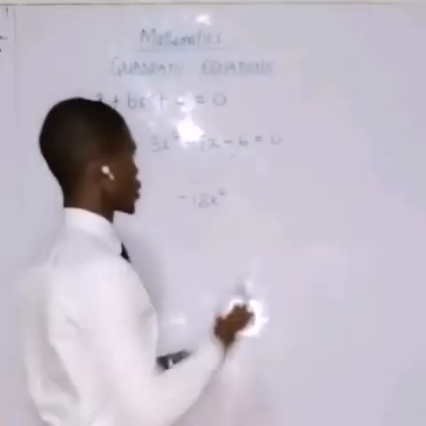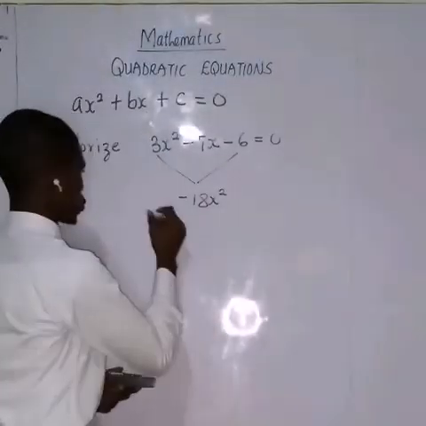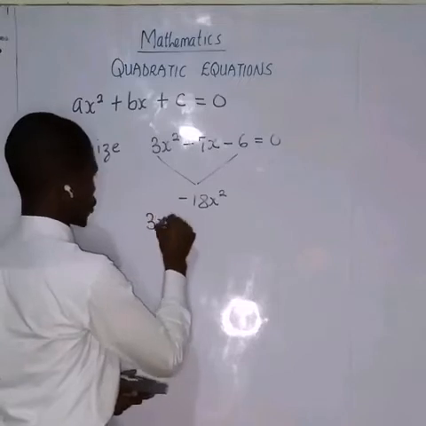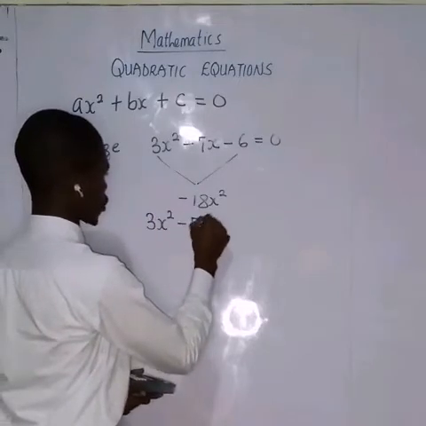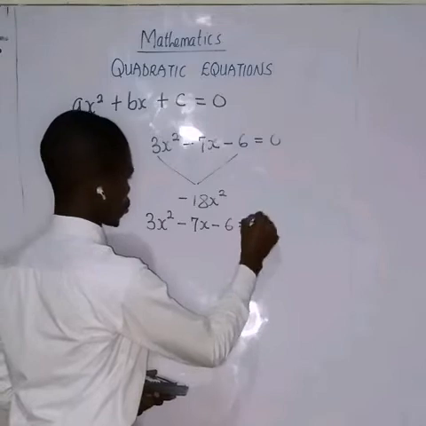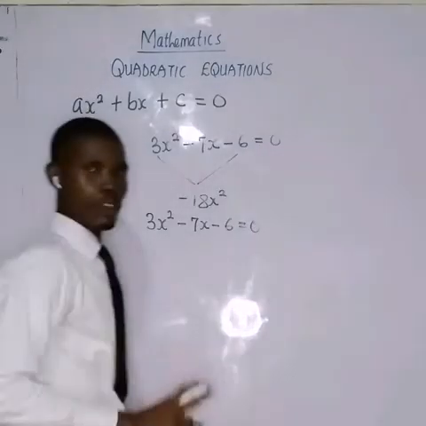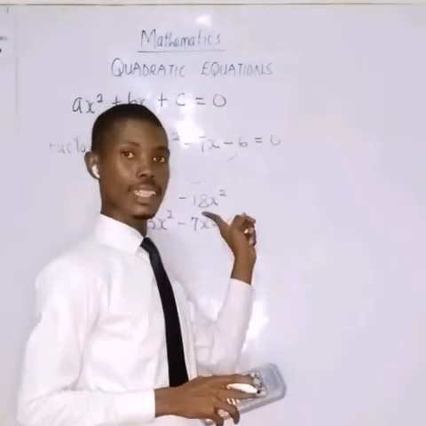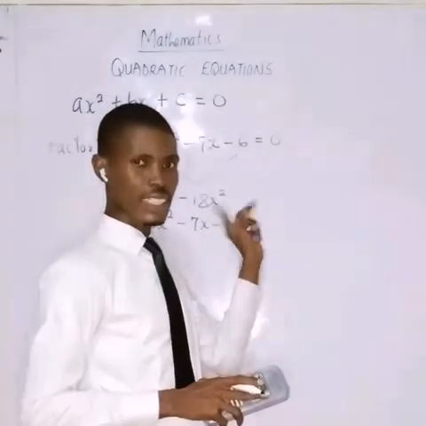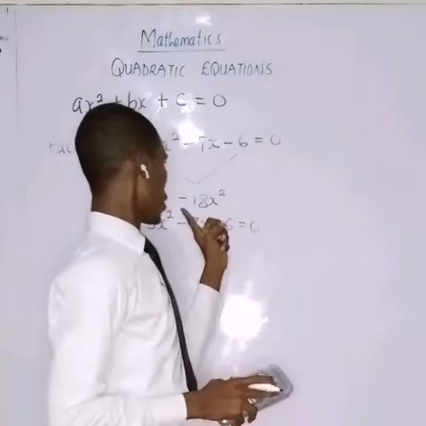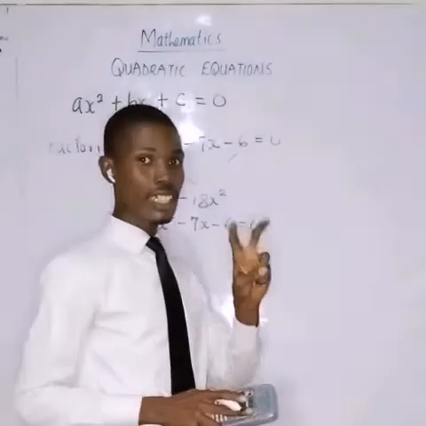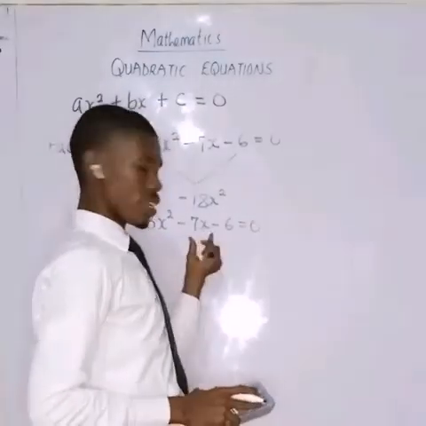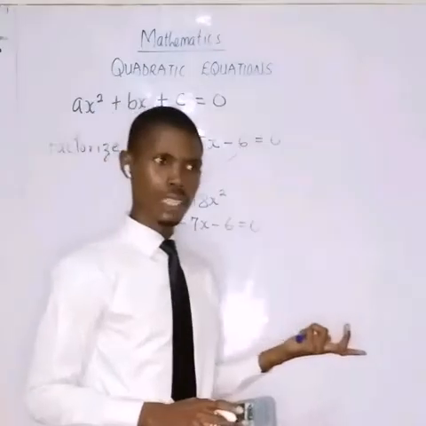So to solve this quadratic equation now, we are going to say it this way. This is the equation again. 3x squared minus 7x minus 6 equal to 0. Alright, I am now going to look for 2 factors of minus 18, such that the product will give me minus 18 and the sum will give me minus 7x. What are those two numbers?